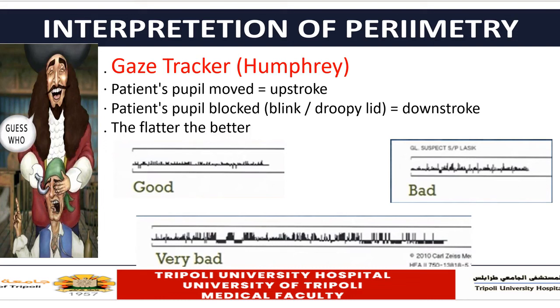In this slide, how to read the gaze tracker in the Humphrey perimetry. A good tracing is made up of lines with low irregularities, that is smooth like this. The upstrokes: if the pupil is moved, it has an upstroke. If the pupil is moved, there is no good fixation. However, if the pupil is blocked by blinking or by dropping of the lid, there would be a downstroke like this. So this is a bad tracker. Okay, you can see much fluctuation. This is a little bit good. There is smooth fluctuation, and this is also a very bad tracker, with very high fluctuations.